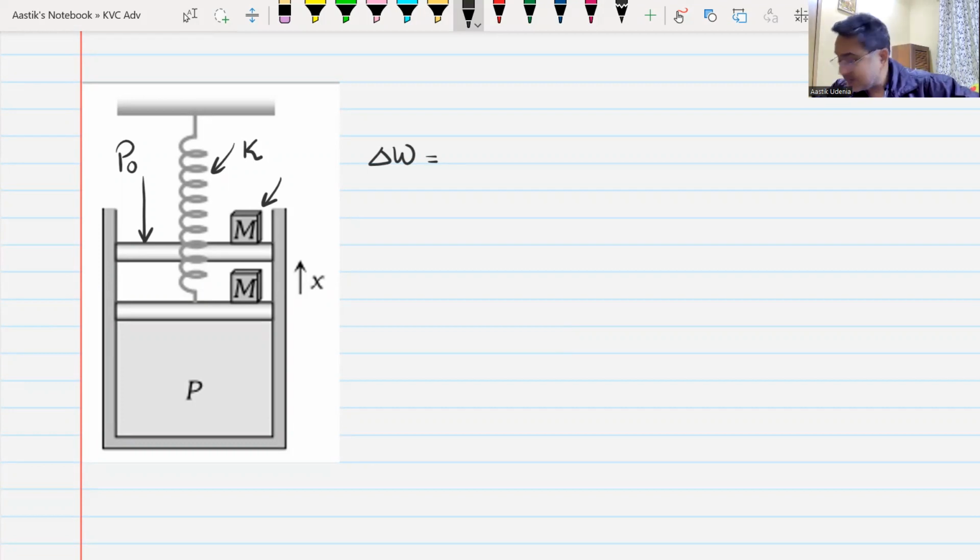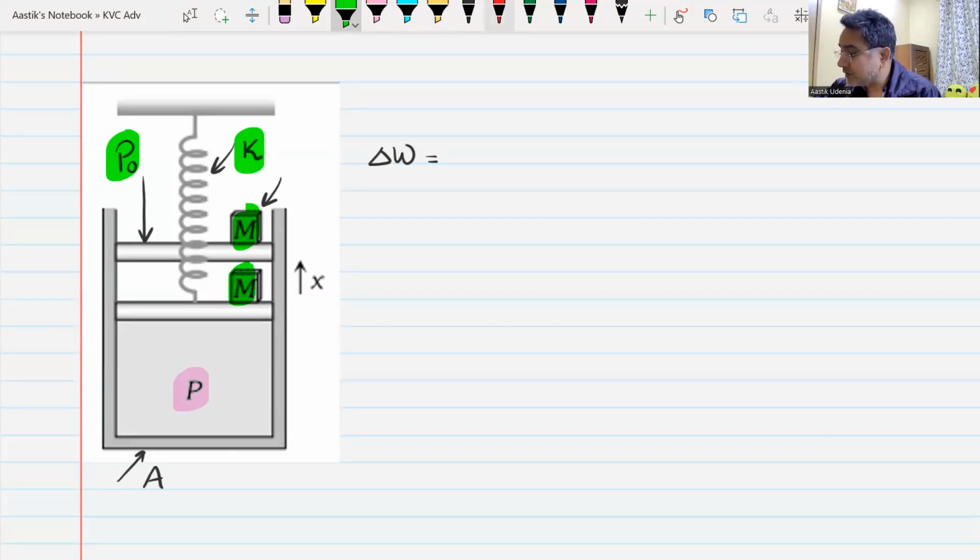Now, the work done in this process, if I say that the area of cross section of this cylinder is A, now we have to do work. This pressure P of the gas, the system has to be in equilibrium. So this pressure P of the gas will be equating this atmospheric pressure, this force due to the spring, this force due to mg as well. Yes or no? Are you understanding what I'm saying here? Yes, sir.